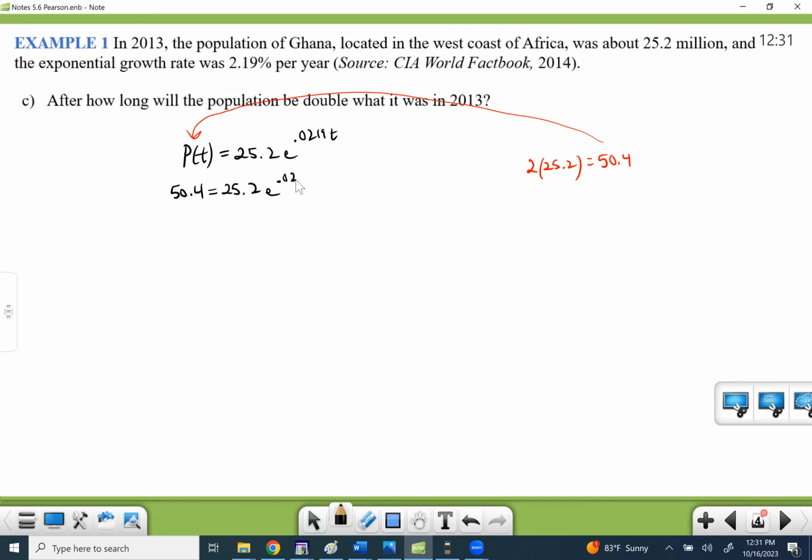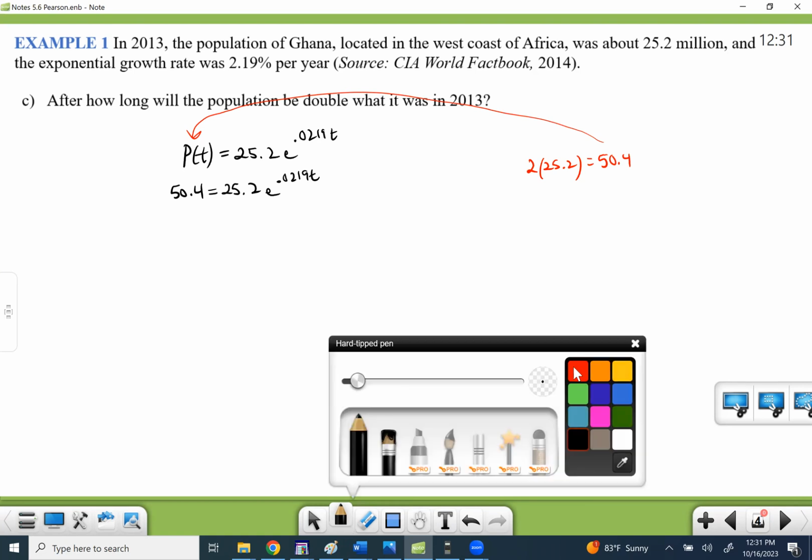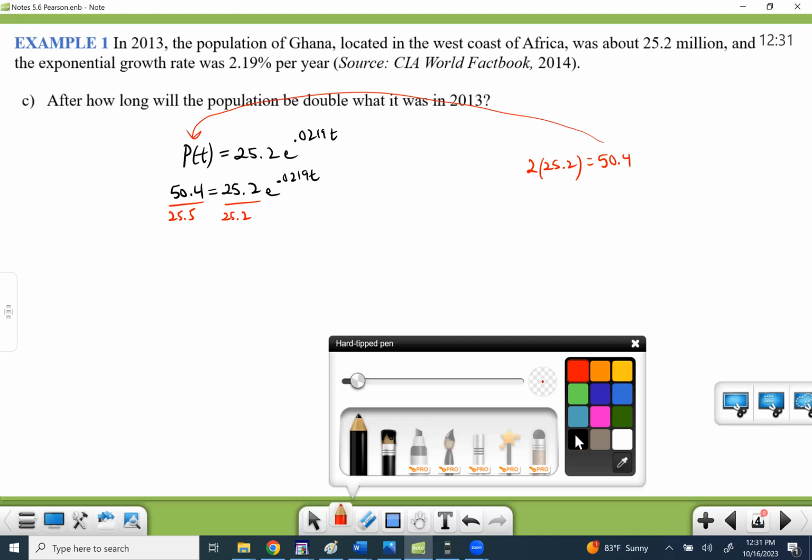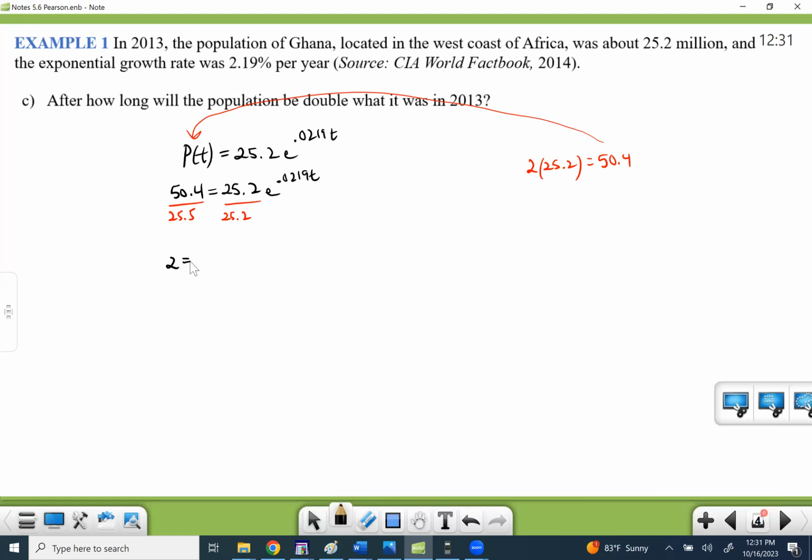Now notice that the only variable we have here is t. That's the only unknown, and that's exactly what we want, because it says after how long. In other words, find the time. So we're just going to solve this for t. Let's start by dividing both sides by 25.2. Remember, when you're solving exponentials, the first thing you have to do is isolate the exponential. And this is, of course, 2, because that's how we got the number.